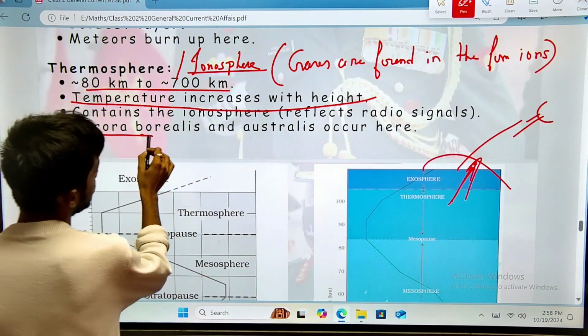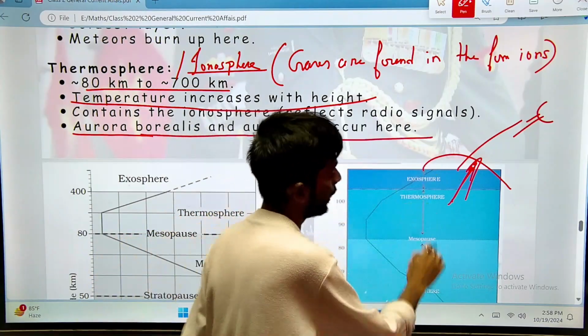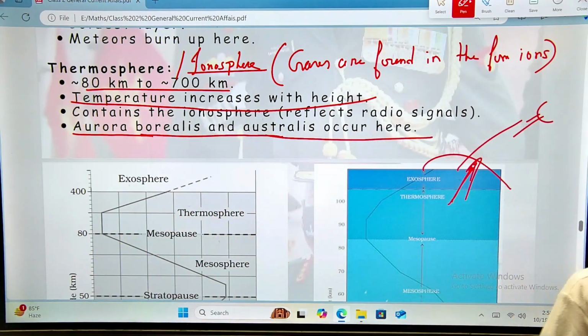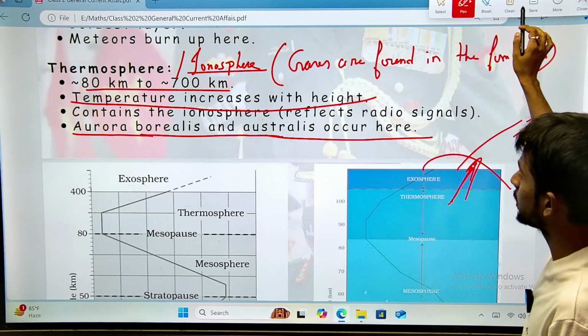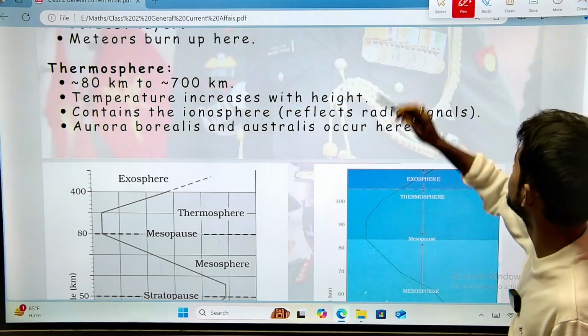Aurora borealis and aurora australis occur here. Now, what does this aurora mean basically? Let's discuss this aurora first. Then we will come to the aurora borealis and aurora australis.